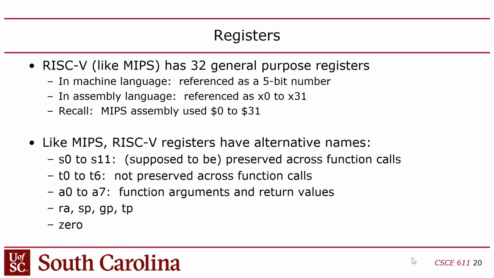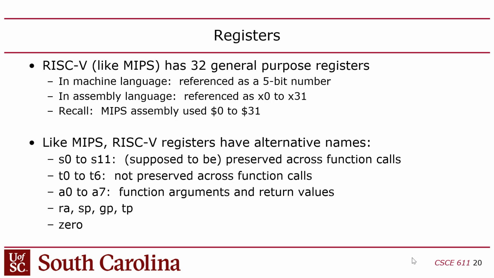And then we have these A0 through A7, which are supposed to be used for function arguments, and those are also used for system calls, which we'll talk about today. And then there's a return address, stack pointer, global pointer, thread pointer. We're not using the stack in this class. In fact, we're not using any of these pointers because we're not actually going to implement loads and stores on our CPU. We will do a little bit of that in the first lab.